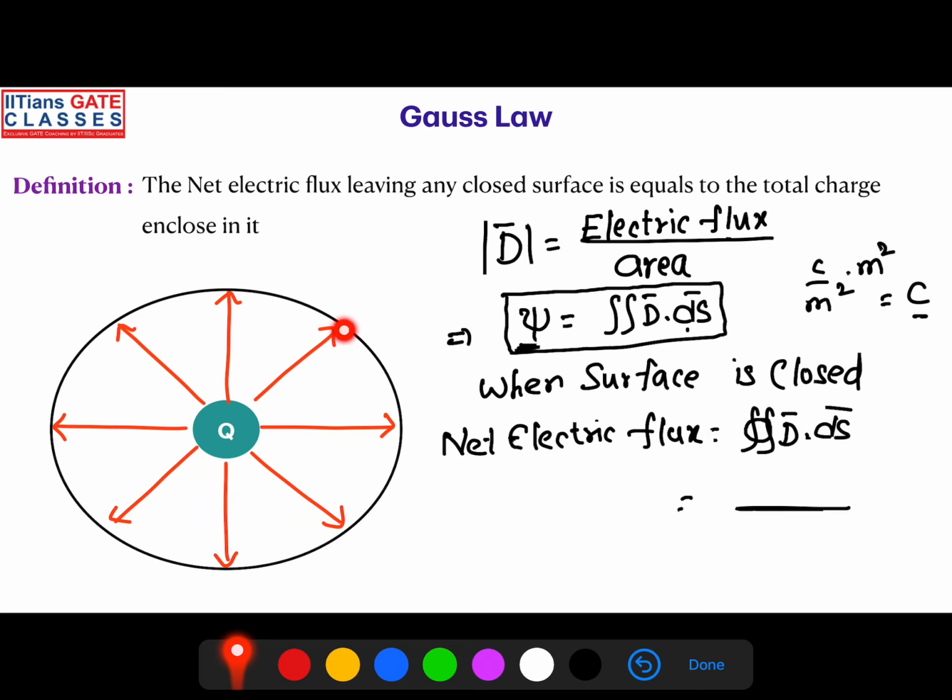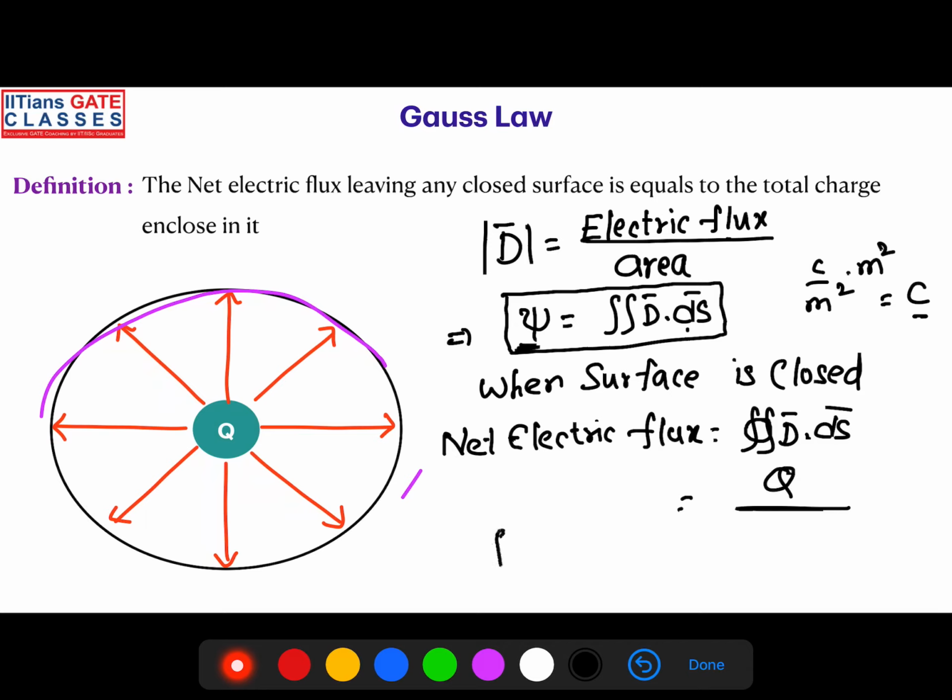See here, if you calculate the sum of all these flux lines, they originate because of this charge itself. So when I add the total sum of all these flux lines, that is exactly equal to Q. What I am trying to say is, when you take any closed surface, the flux leaving this closed surface is exactly equal to the sum of all the flux lines, which is the same as the charge q itself. That is what the Gauss law says.